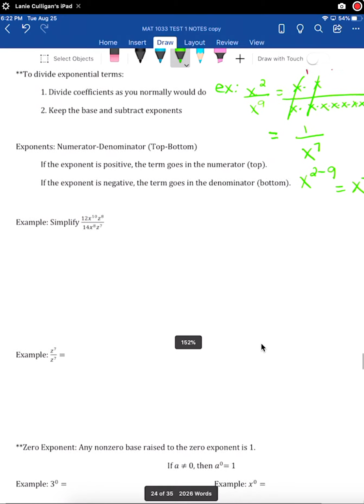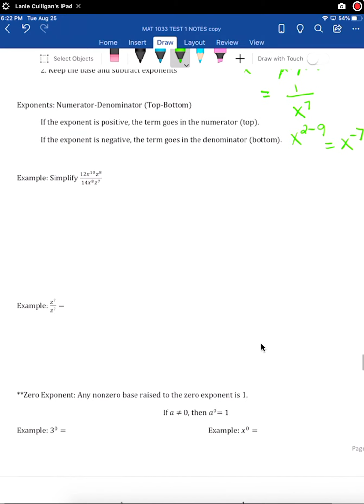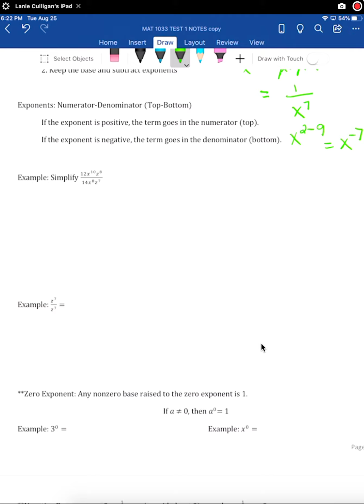So let's do an example to kind of show us this. Simplify 12x to the 10th, z to the 8th, all over 14x to the 8th, z to the 7th. So again, we are going to combine like terms. Starting off with the 12 divided by 14. So let's see, I can simplify that. They both have a 2 in common. So I can factor or divide out a 2 from the top and the bottom. And we're left over with 12 divided by 2 is 6, 14 divided by 2 is 7. So 6 is left over up top, 7 is left over on the bottom. There's nothing that 6 and 7 have in common, so I cannot simplify that further.